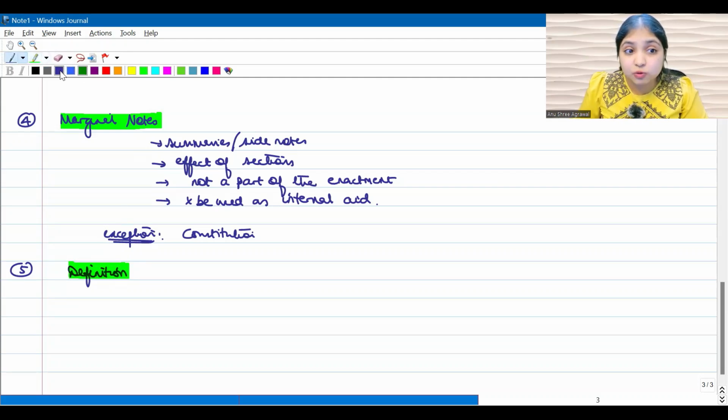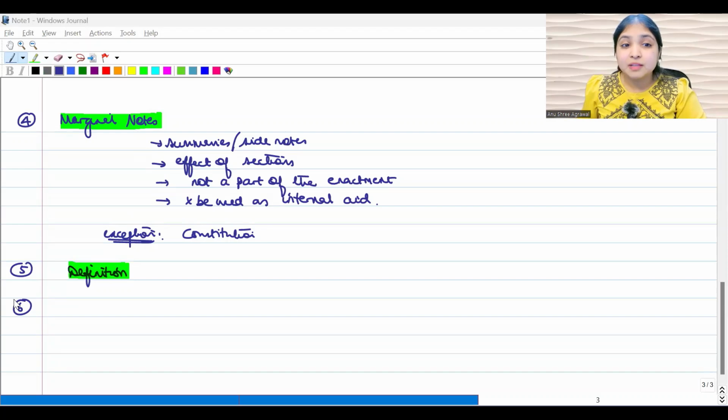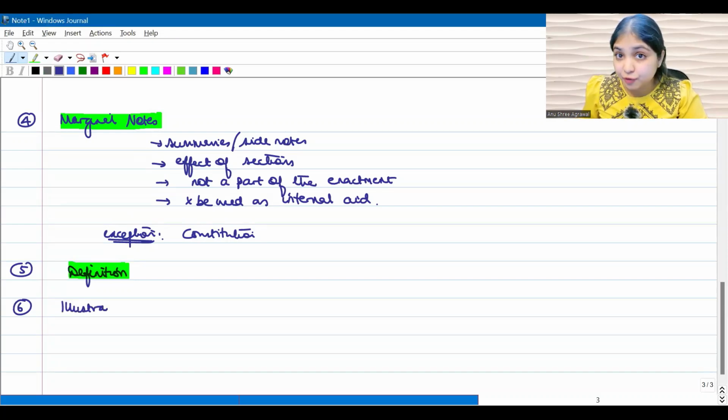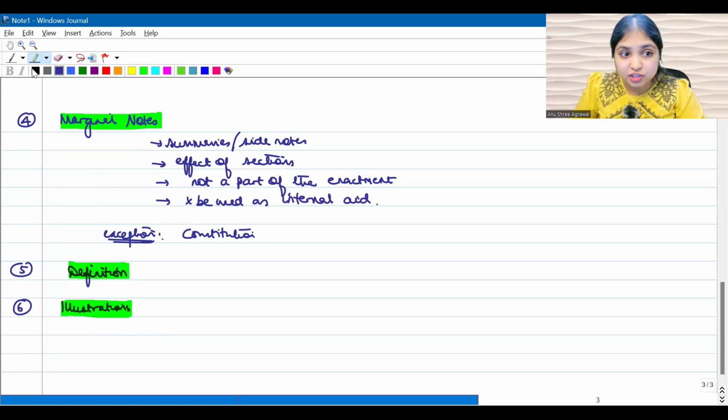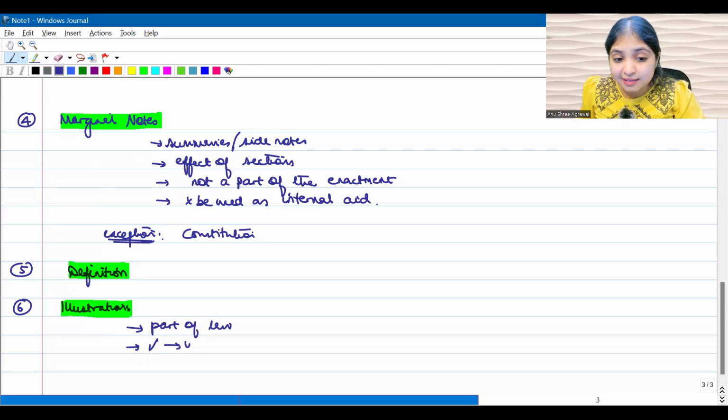Then taking you to your next discussion, your sixth internal aid. The sixth internal aid is the illustrations. Now, if you see the Contract Act, for example, after every section, guys, a nice example, a nice illustration, is given inside the act itself. So can we use illustrations for interpretation? Of course we can. Illustrations are a part of the statute. They are a part of the law, and they can be used as an internal aid.